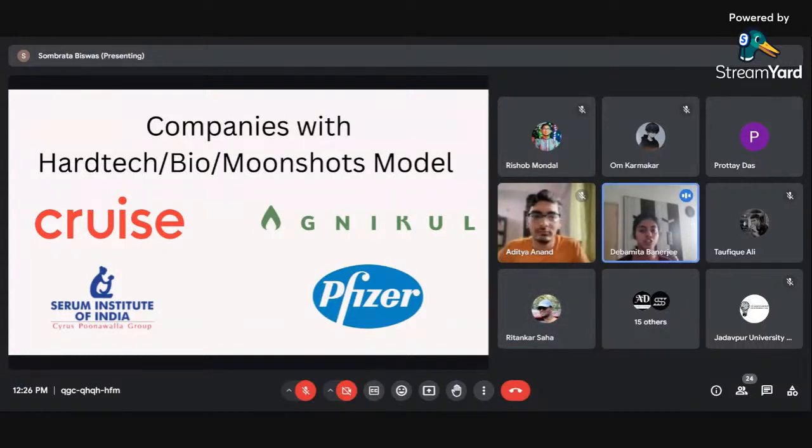It's not a moonshot though. Because with a moonshot, the problem already existed, and they found a solution to it. So it's hard tech for sure. Okay, got it. Right. I think we can move to the next model.